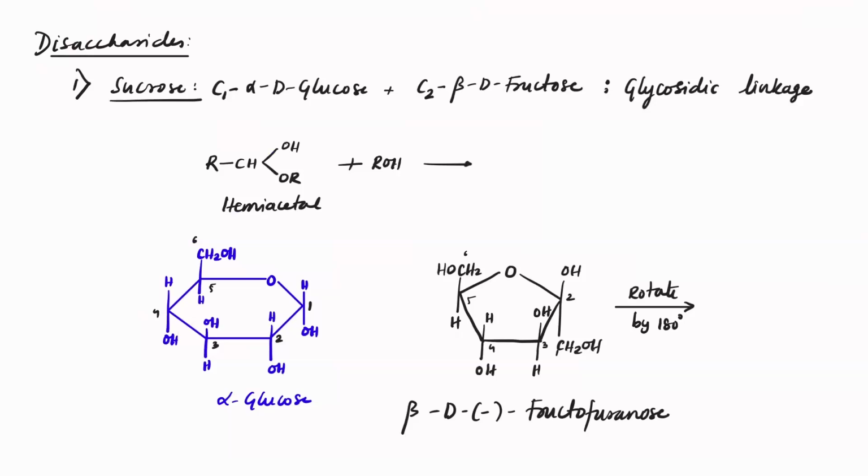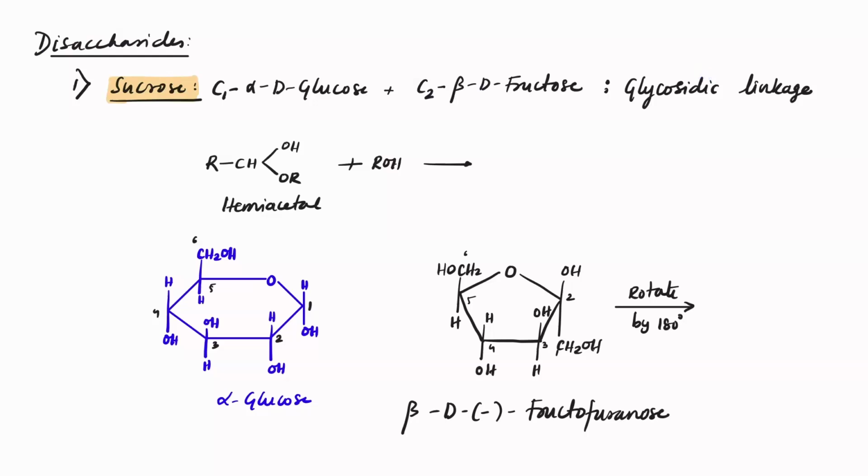Now let's quickly talk about disaccharides. There are mainly three disaccharides you need to learn. The first one is sucrose. Sucrose is when you have the first carbon of alpha D glucose bonding with the second carbon of beta D fructose in its cyclic structure.